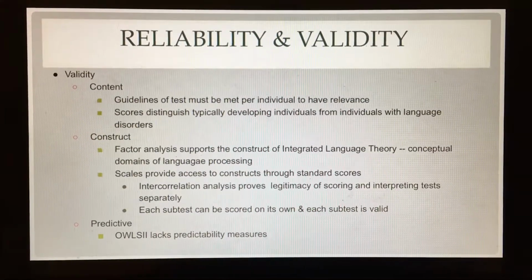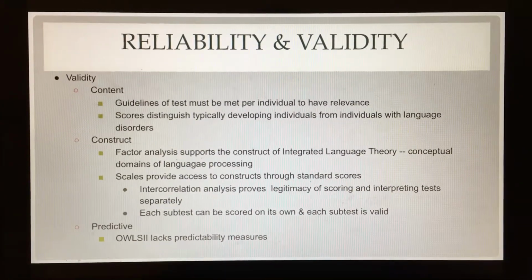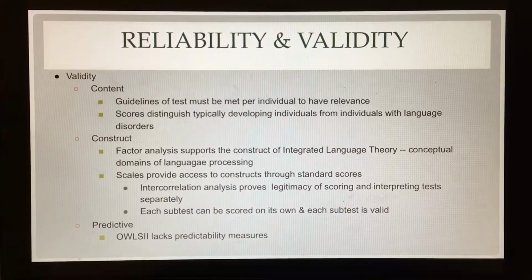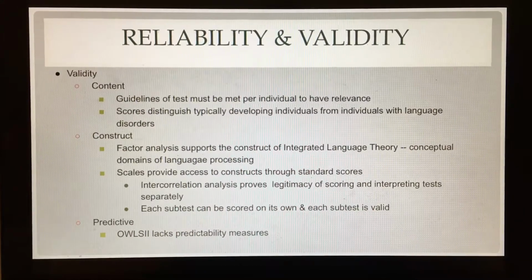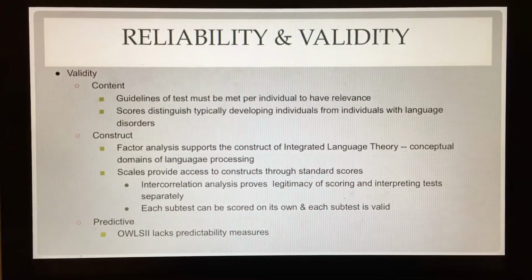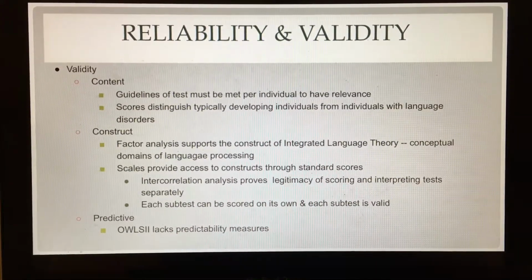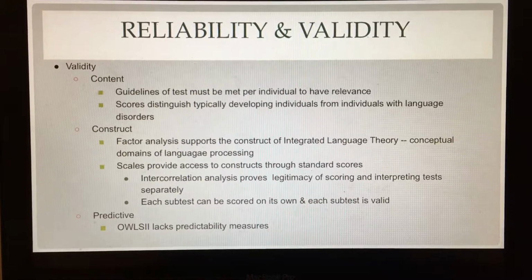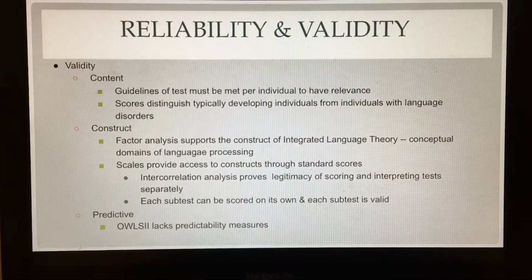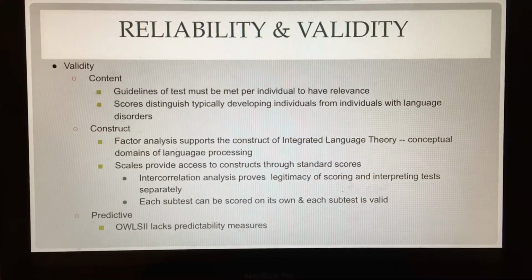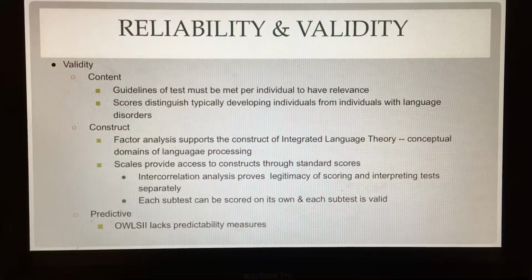So for reliability and validity, content validity was found. In this case, if the child's case fits the guidelines of the test, measures can be considered relevant. The scores distinguish typically developing individuals from those with speech and language disorders. Construct validity was also found. The OWLS 2 is based on integrative language theory, which describes conceptual domains of language processing. The scales are designed to provide access to these constructs through their standard scores.